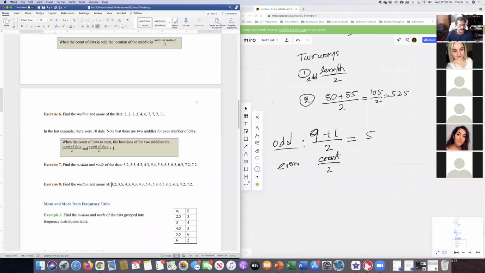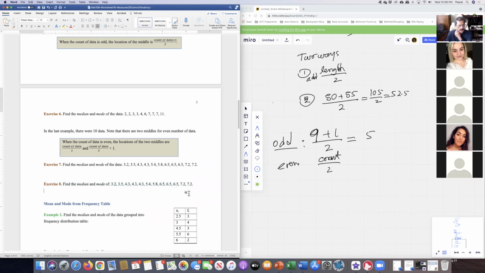All right, so this list has an even number of data. What's the mode? Let's begin with the mode first. There are two modes, 4.3 and 6.5. Right, very good. See, both of them have frequency 3, 4.3 and 6.5. So there are two modes.